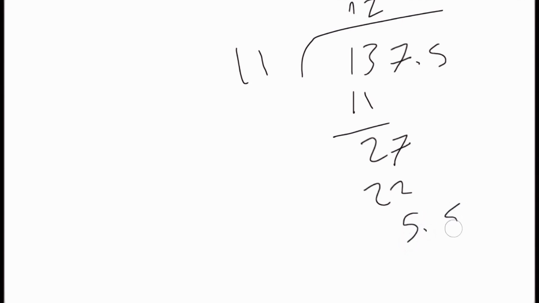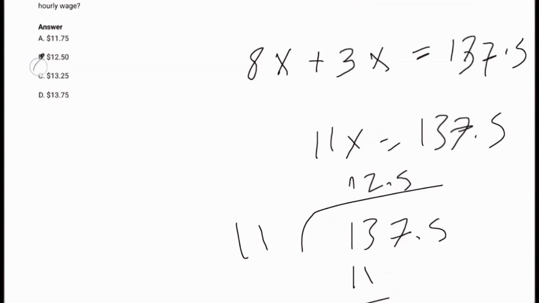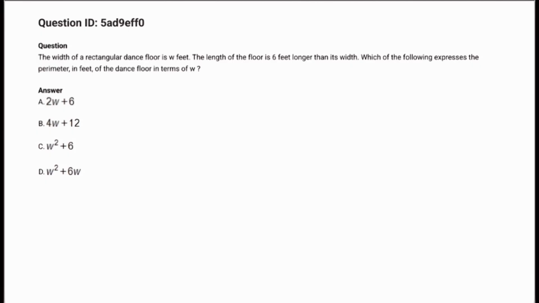The width of a rectangular dance floor is w feet. The length of the floor is 6 feet longer than its width. Which of the following expresses the perimeter in feet? 2w plus 2 times w plus 6, which is 4w plus 12.